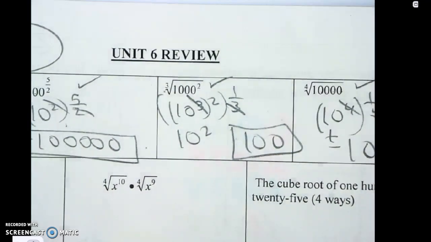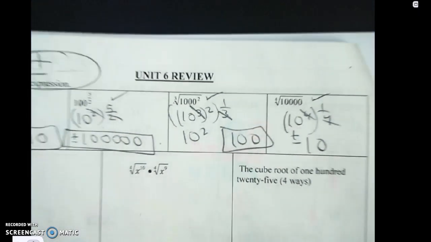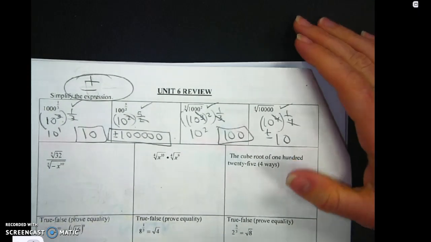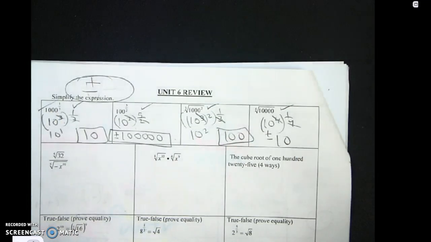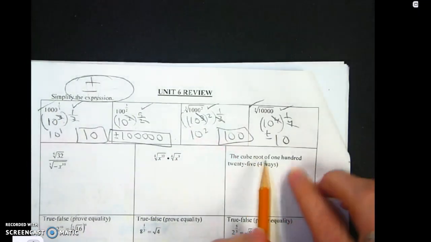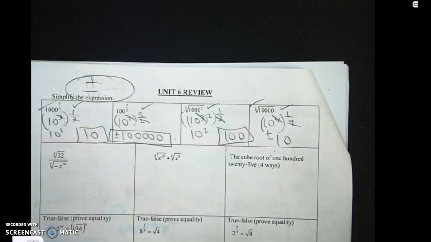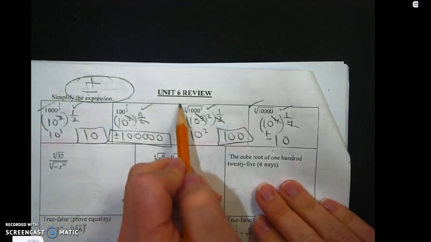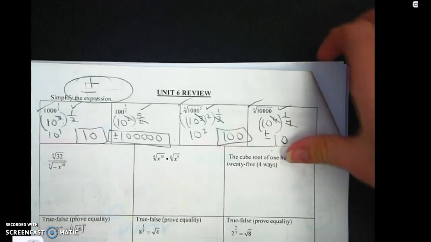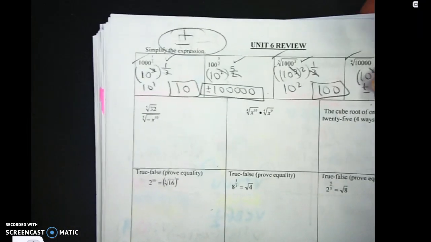Okay. Now, what if I asked a question, which answers would give you 10? This gives you 10, and this gives you 10. Yes, this does give you plus or minus 10, but 10 is part of that answer. If I said which answers give you 100, your answer would be just that one. Okay. Let's go to the next one.